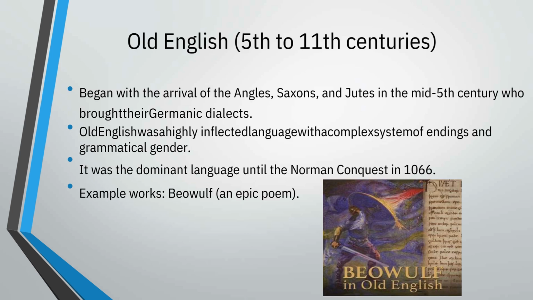Old English began with the arrival of the Angles, Saxons, and Jutes in the mid-5th century, who brought their Germanic dialects. Old English was a highly inflected language with a complex system of endings and grammatical gender. It was the dominant language until the Norman conquest in 1066. Example work: Beowulf, an epic poem.